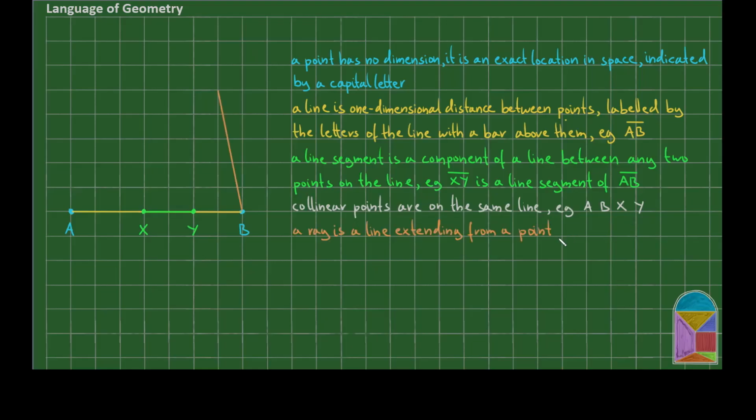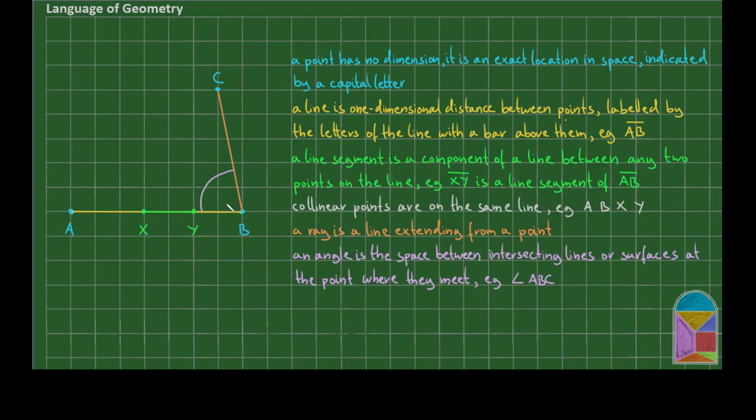A ray is a line extending from a point. Here I have drawn an orange line extending from point B. Now you might be wondering, what is the difference between a ray and a line? In short, a ray does not have a clearly designated endpoint. Let me convert this ray into a line by introducing point C. Now I have two lines, line AB and line BC.